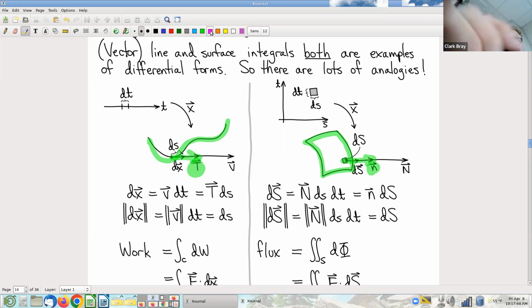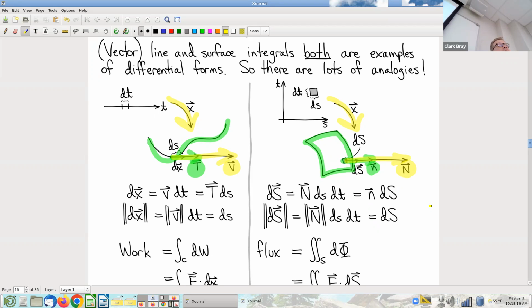How do we compute whatever it is that we're computing here? Well, we parameterize, in both cases. And in both cases, there is a computation that we do involving derivatives to compute, well, in the case of a vector line integral, another tangent vector, and in the case of a vector surface integral, another normal vector. Right?